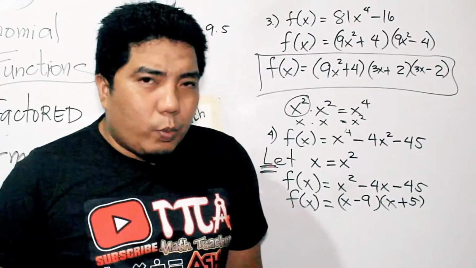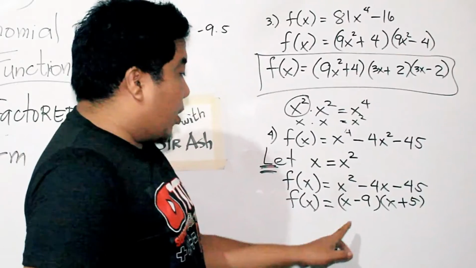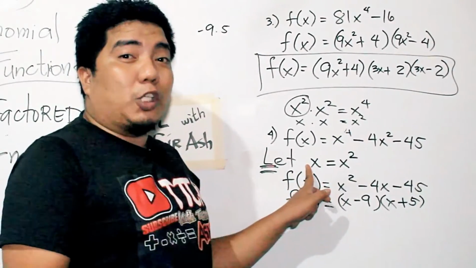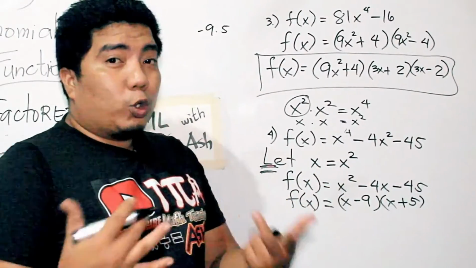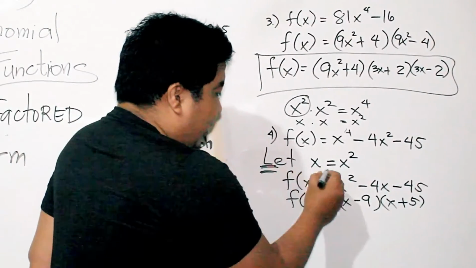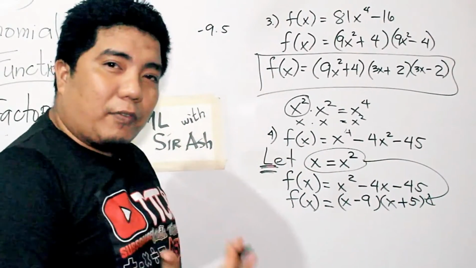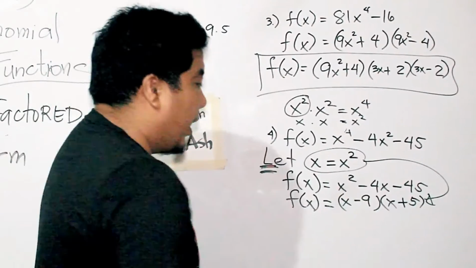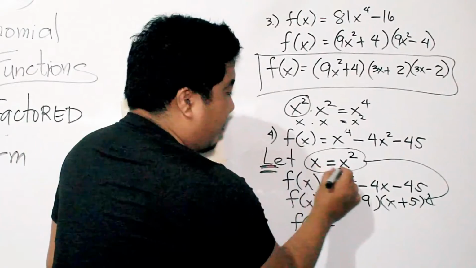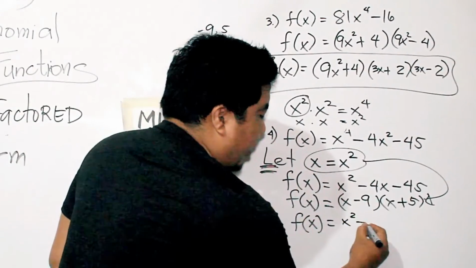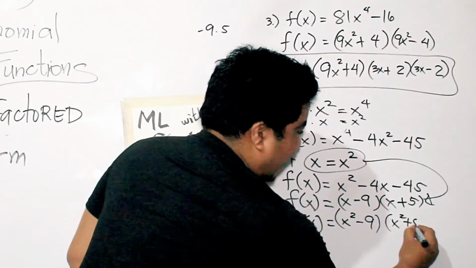But the question is, are we finished with our solution? My dear math learners, not yet. Why? Because we made a representation earlier. So now, we will return our representation to its original form. So now, this representation will be entering in this final part of your solution. And this will become, the x here will become x squared. So that is x squared minus 9. And this will become x squared plus 5.